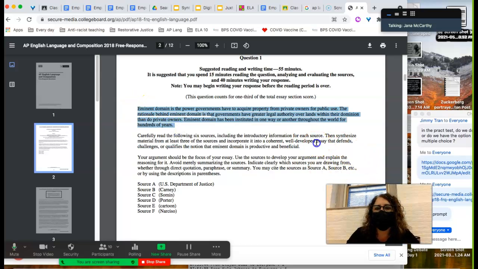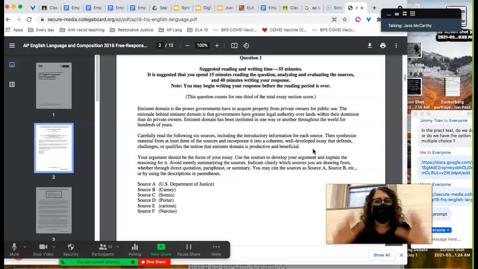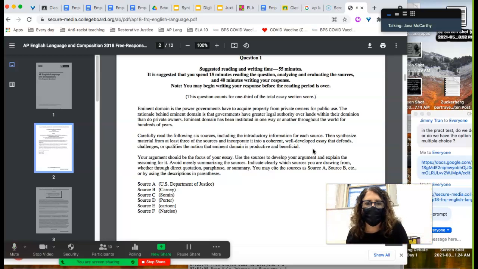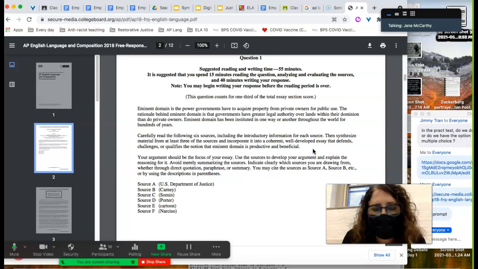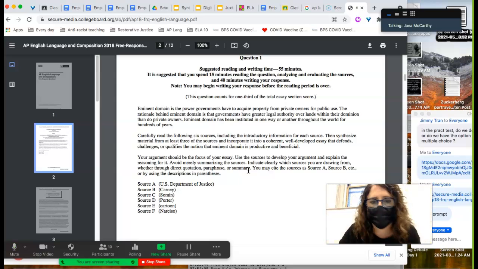What is this asking you to do when it says defend, challenge, or qualify the notion that eminent domain is productive and beneficial? What are you going to do? Defend, challenge, or qualify the notion that eminent domain is productive and beneficial. What do you do?